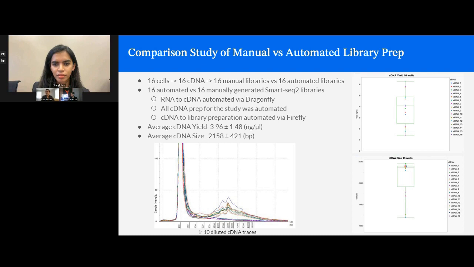Cool. So the next question is, less genes detected in automation assay. Is it caused by the small reaction volume with low cDNA input for library prep?